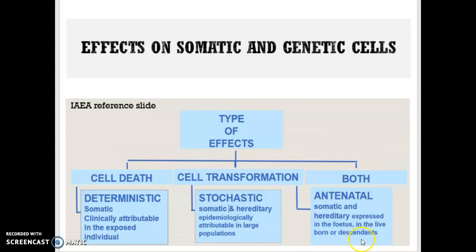And then they refer to somatic and antenatal effects, which is a representation of some cells dying and some cells transforming or mutating or changing its form and the way it responds. And these effects could be somatic, which means it occurs to the entire body, or it could be transferred from one individual to the other over time. It could be expressed in the fetus or in the live born or descendants of that individual that's exposed.